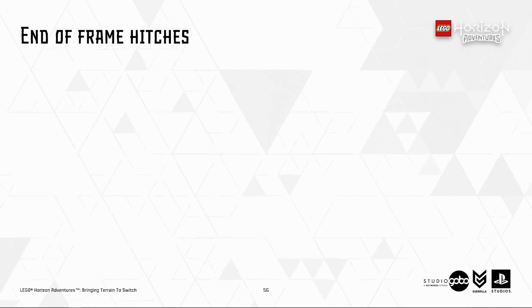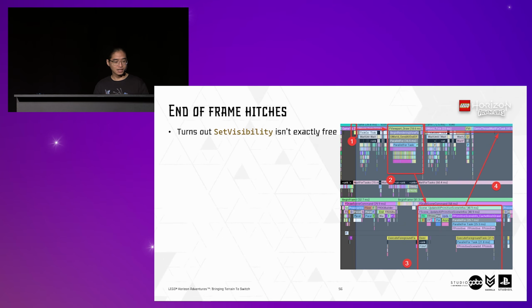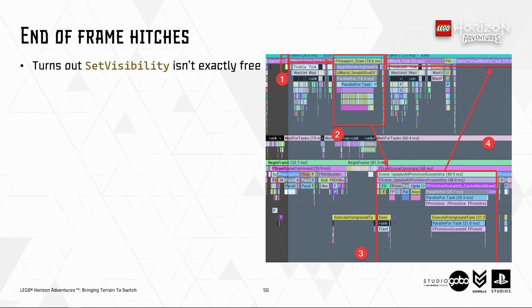Okay, so before we close off, I want to introduce a fun problem. We observed that for some levels, the terrain proxy runtime code, which toggles the proxy meshes on and off, causes end of frame hitches. This is reproducible for dense areas with lots of static mesh components being set visible and invisible at any time. So it turns out set visibility is not exactly free. Allow me to explain what happens here.